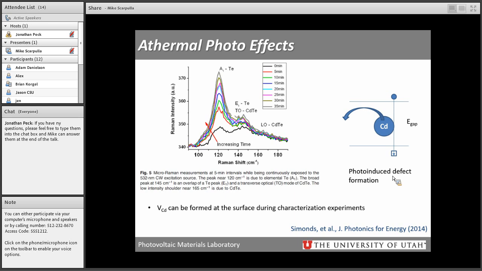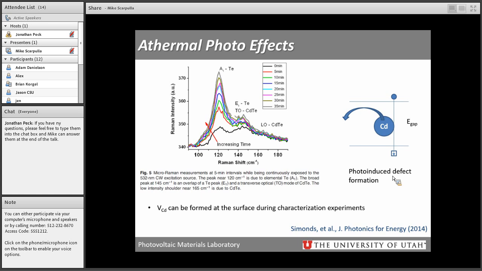And what you can see in the image is that the A1 mode having to do with free tellurium grows really dramatically versus time, whereas there's not much change in the peaks having to do with cadmium telluride that are at Raman shifts beyond 140 inverse centimeters. And we found some mentions in the literature of this very interesting effect, which I've come to believe in, and some others have written about it too.